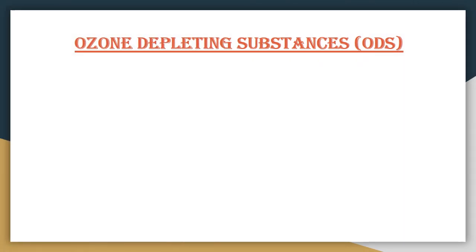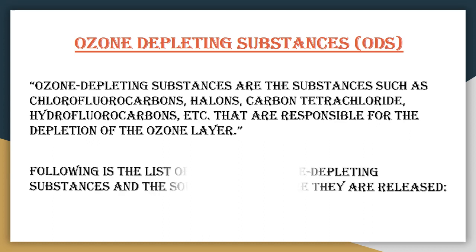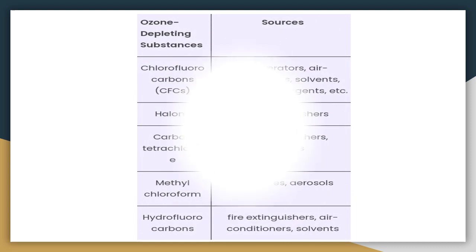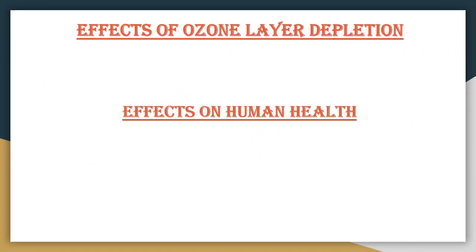Ozone layer depleting substances are substances such as chlorofluorocarbons, halogens, carbon tetrachloride, hydrofluorocarbons, etc. that are responsible for the depletion of the ozone layer. Following is the list of some main ozone depleting substances and the sources from where they are released. You can see in this table CFCs, halogens, carbon tetrachloride, methyl chloroform, hydrofluorocarbons, and sources in front of them.